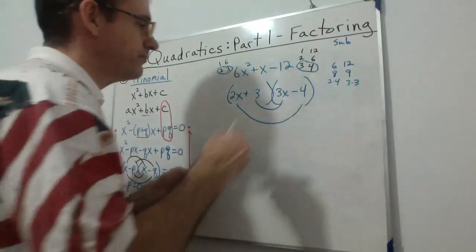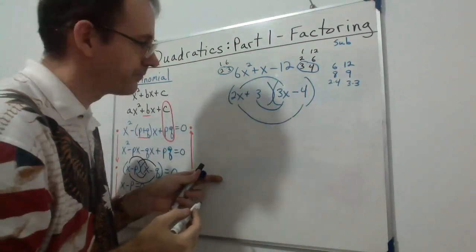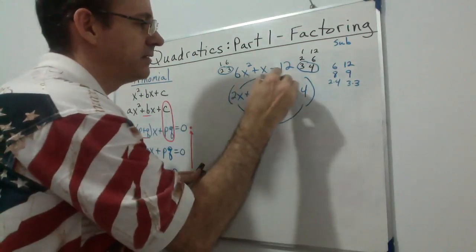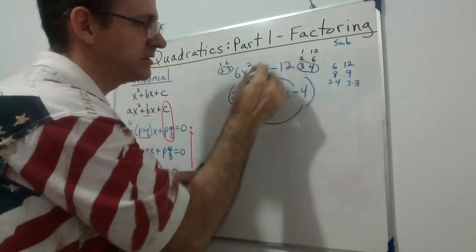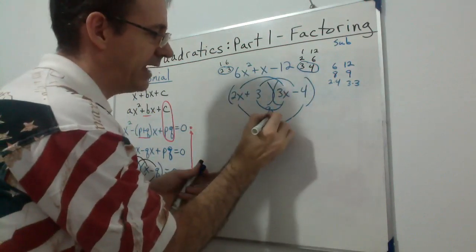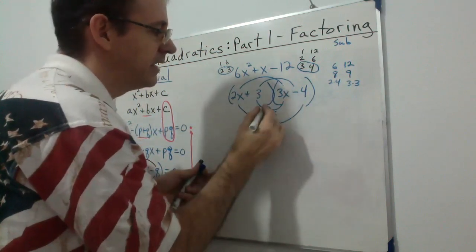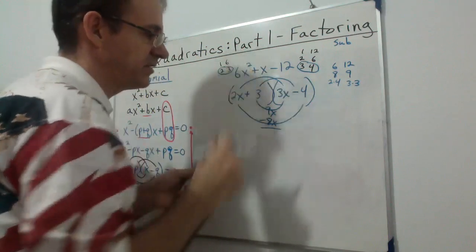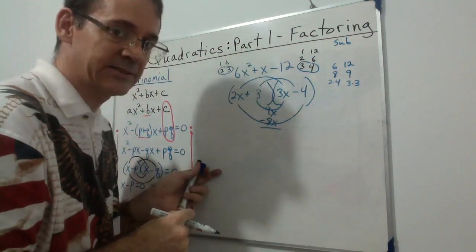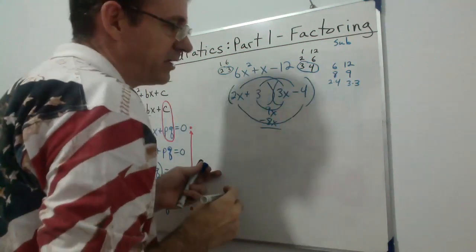2x times 3x is 6x squared. 3 times a negative 4 is a negative 12. 3 times 3x is 9x, and 2x times a negative 4 is a negative 8x. 9x minus 8x is, yes, a positive 1x. So you have 2x plus 3 times 3x minus 4.